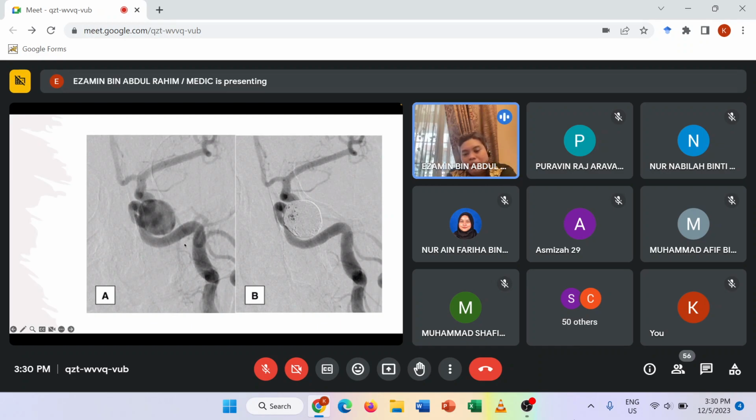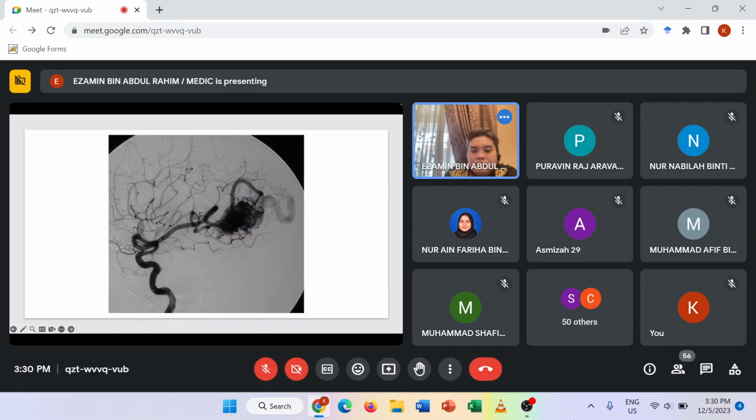Okay, like this one, this picture is from the internet. I didn't manage to take our own picture. Like I said, this is the ICA all the way until it bifurcates into A1 or ACA, anterior cerebral artery, and this one MCA. So we can coil this aneurysm. This one, like I said just now, is one of the causes of intraparenchymal bleed, this AVM.